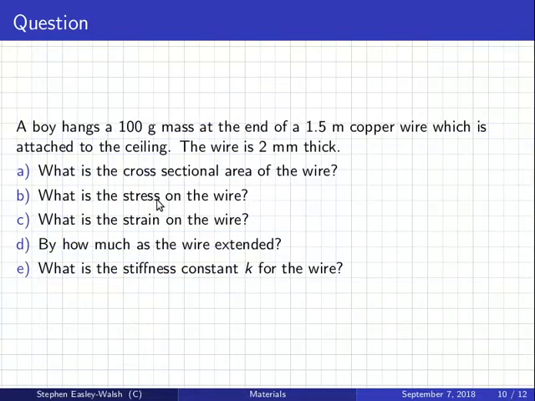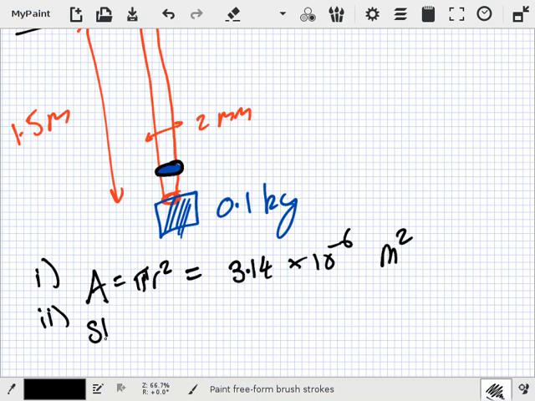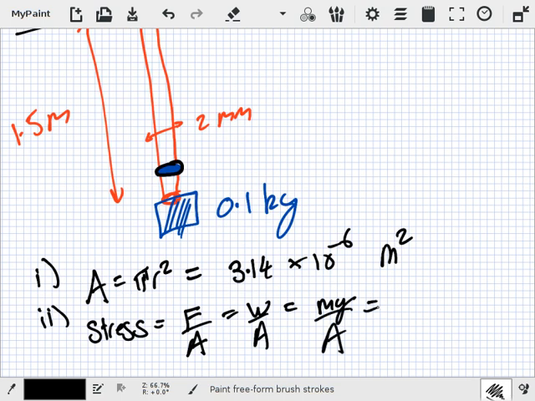What is the stress? Okay, so what's the formula for stress? Force over area. Now, we know the area. Who can tell me what the force is here? What's the force for this problem? 0.1 times g. Yeah. In other words, what's causing the force? The mass, the weight. So it's the weight, isn't it? Which is mg over the area. Okay, I'll let you calculate that now.